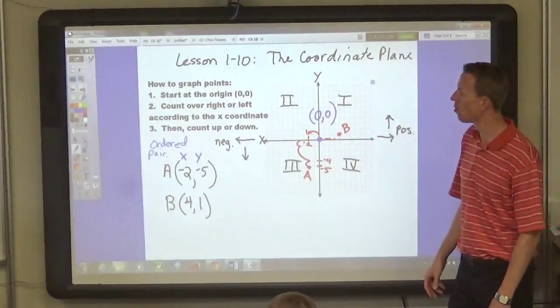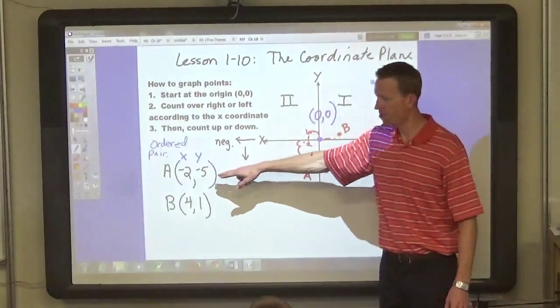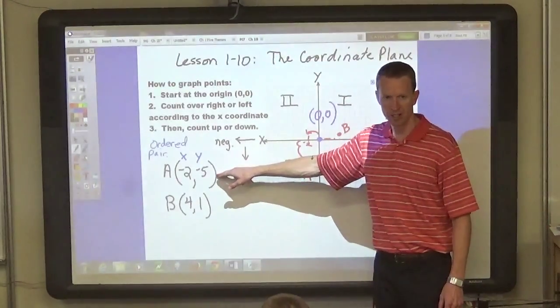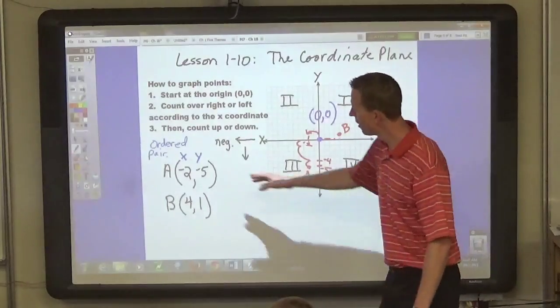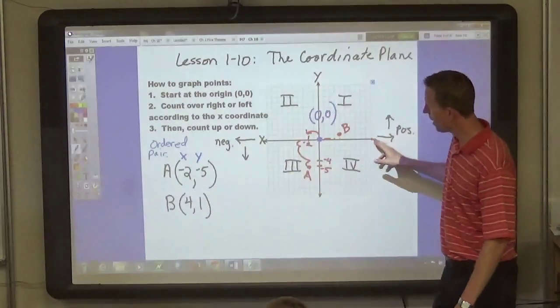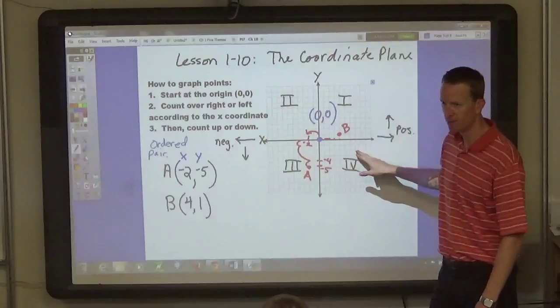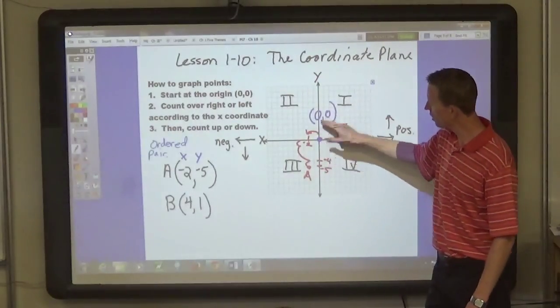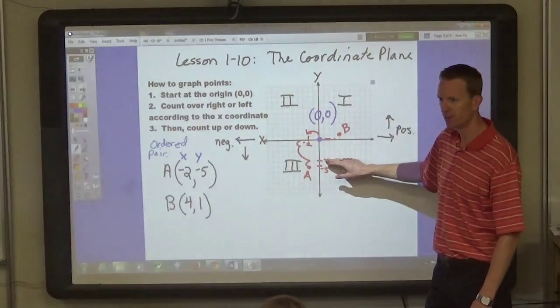Those numbers are called an ordered pair, as it says right here. An ordered pair. The first number always refers to how far right or left you go. The second number tells you how far up or down to go from that spot.